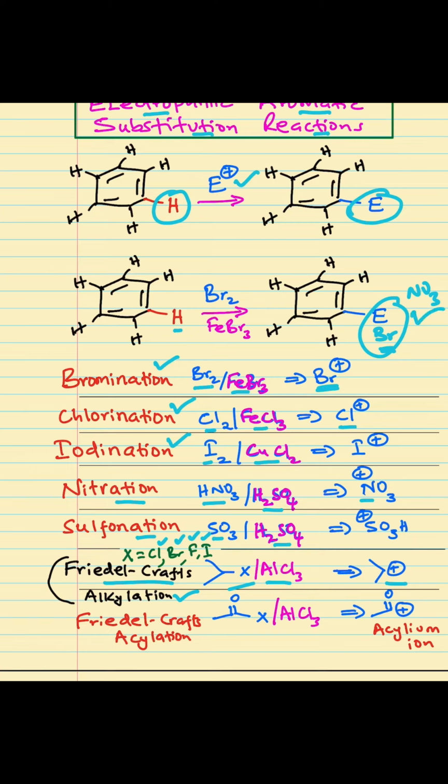The last one is the Friedel-Crafts acylation reaction, where you use an acyl halide. So you have a halogen at the acyl position, and that is used with AlCl3 to give you the acylium ion, which will then replace the E.